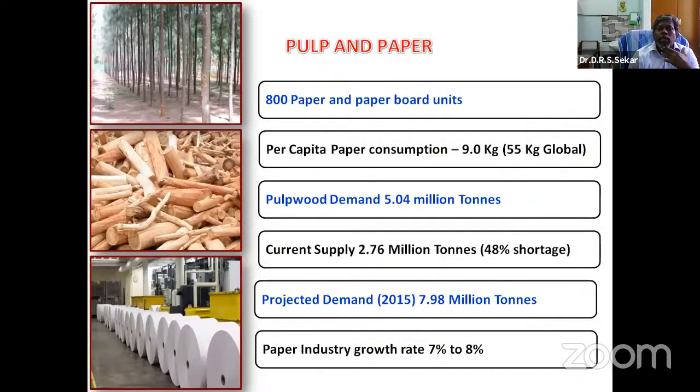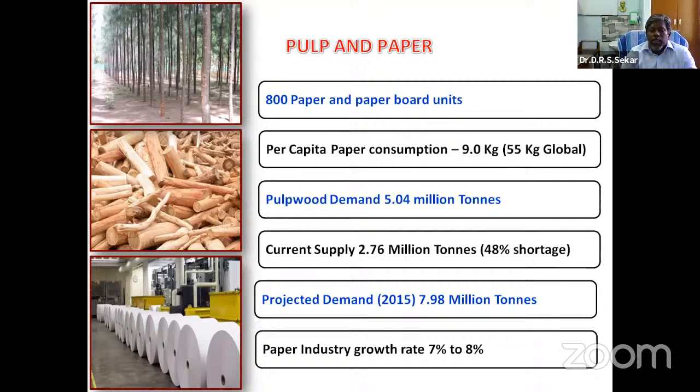This is how the pulp and paper sector buys, the commercial agroforestry. I think Chalin will talk in detail on this. I'm just giving the statistics: around 800 paper and board units exist in the country. The per capita paper consumption is around 9.9 kilograms, whereas the global consumption is 54 kilograms. But still, a lot of digitization work is being planned and advocated in all the public sector institutions. The pulpwood demand is 5.4 million tons. The current supply is just half of it, 2.7 million tons. There is around 48% shortage.